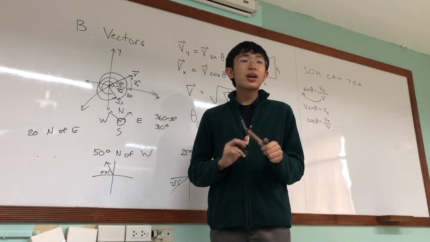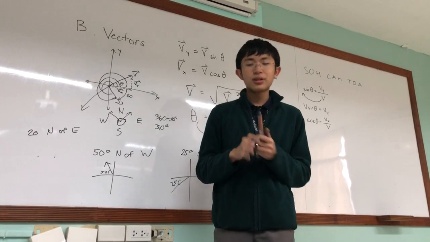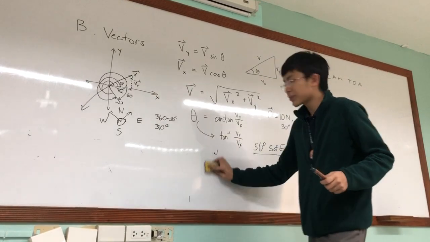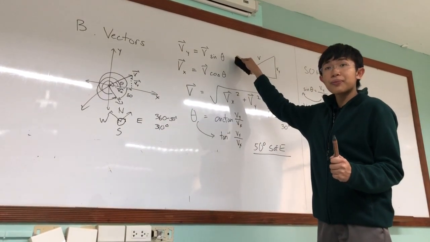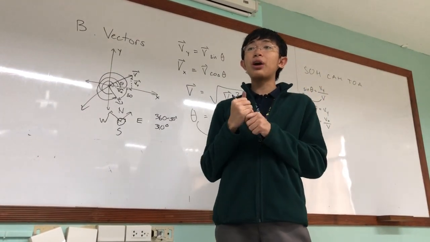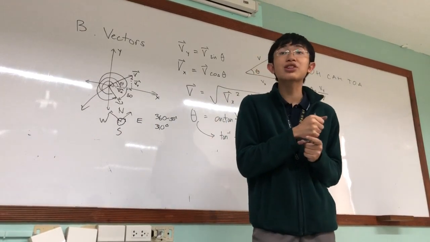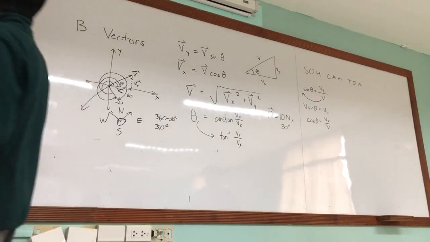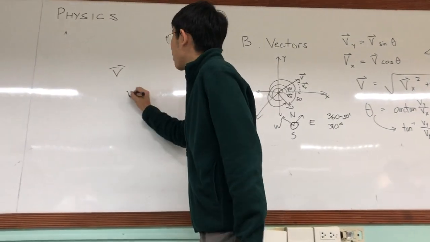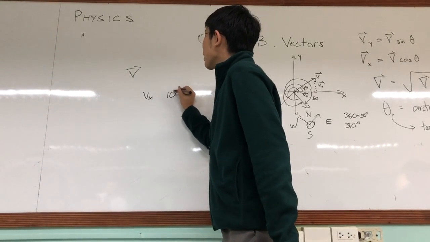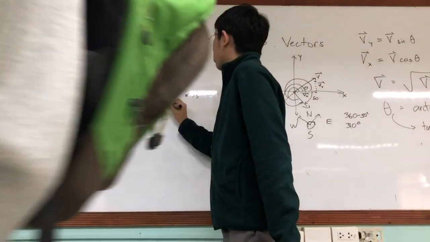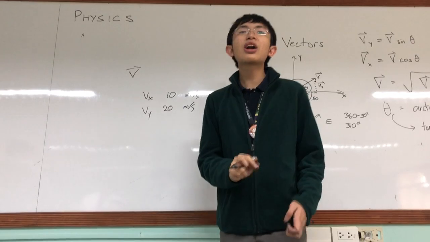Okay, any questions still? Once we have our angle and our magnitude, it's easy to get there. Just plug it into your calculator. What if it's the other way around? What if we're given the vector components but not the actual vector? Example, we have a velocity vector whose v sub x is 10 meters per second, and our v sub y is 20 meters per second. How do we get the original vector?